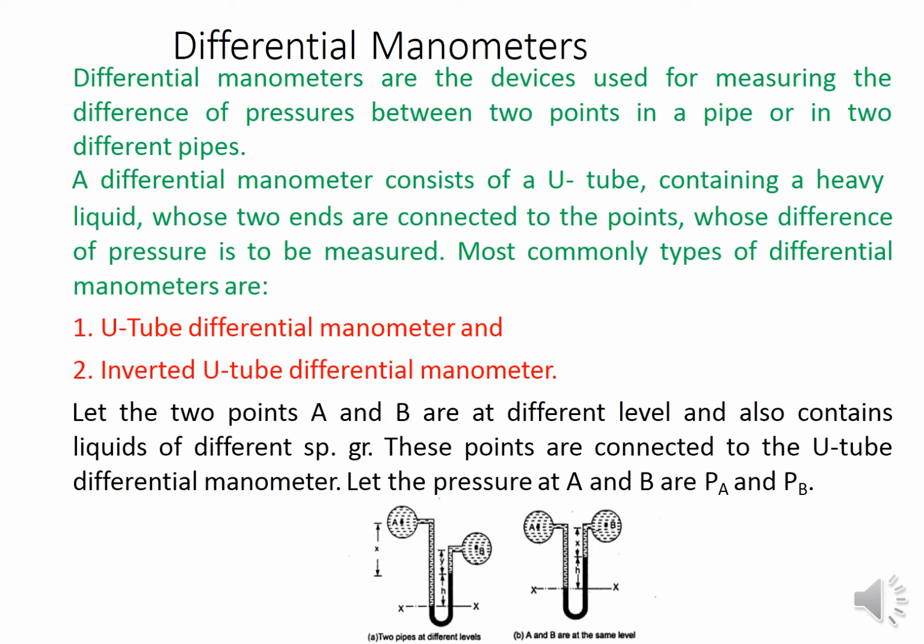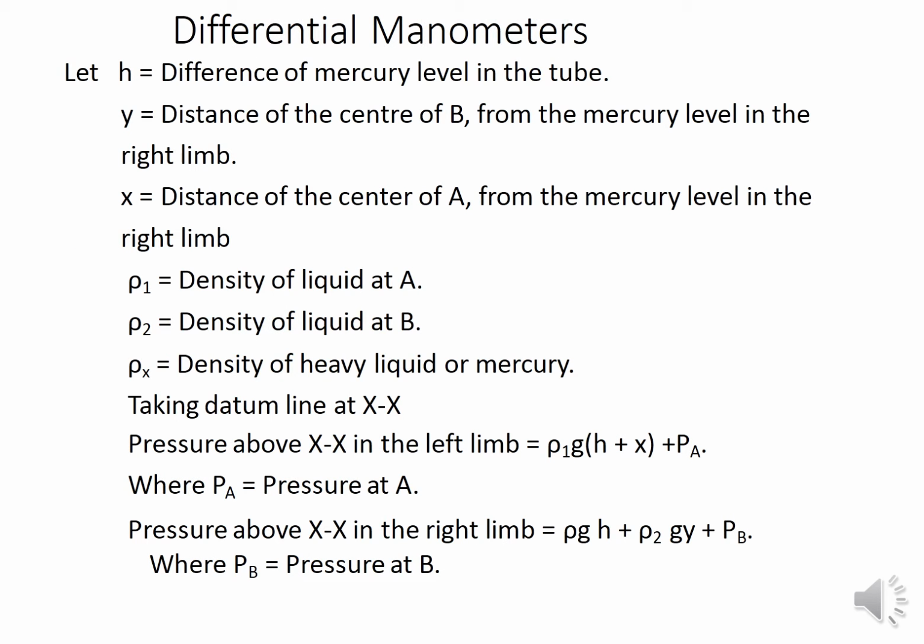Most commonly, U-tube differential manometer and inverted U-tube differential manometer. Here you can see in the figure, let A and B be two different levels that also contain liquids of different specific gravity, whose points are connected to a U-tube differential manometer. Let the pressure at A be PA and the pressure at B be PB. So just note down that figure.